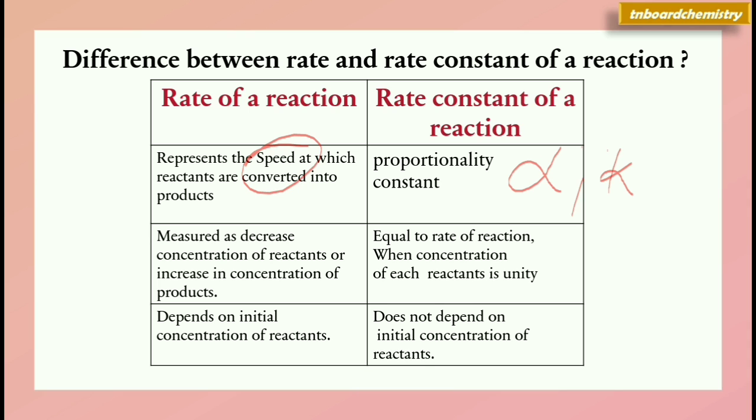Then rate constant of a reaction will be equal to rate of a reaction when concentration of reactant is unity, which means when the concentration of reactants becomes 1, the rate constant will be equal to the rate of the reaction. Understood? Next point: rate of a reaction depends on initial concentration of reactants, but rate constant of a reaction does not depend on the initial concentration of reactants. That's it.